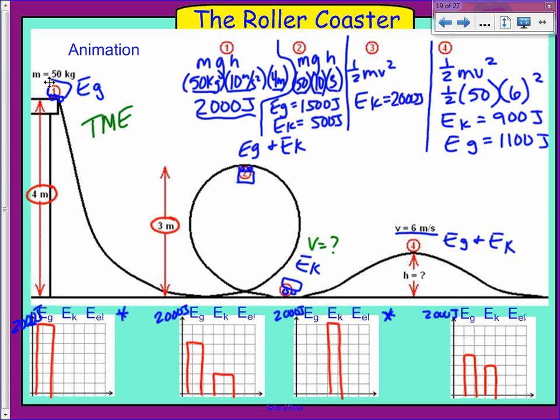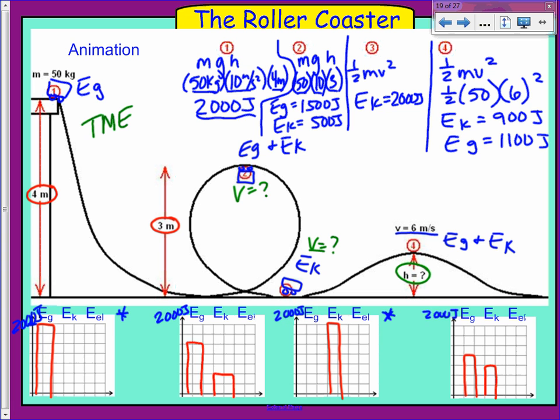All right, we're going to do one last thing in this video. The last thing I want to do, now that we know all of our energies, is solve some values. I would like to know 3 things. 1, what is the velocity at spot 2? 2, what is the velocity at spot 3? And then 3, what is the height at spot 4? Velocities are going to come from your kinetic energy, and height is going to come from your potential energy.